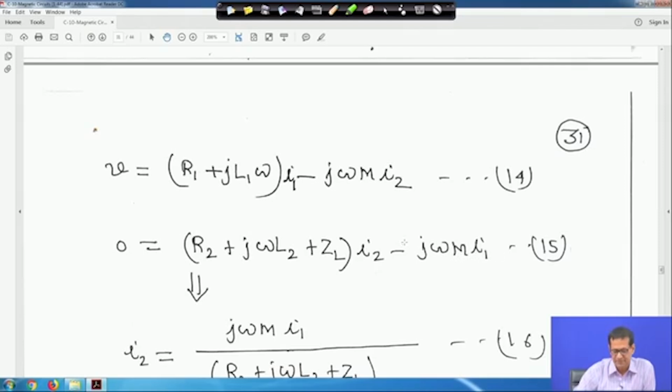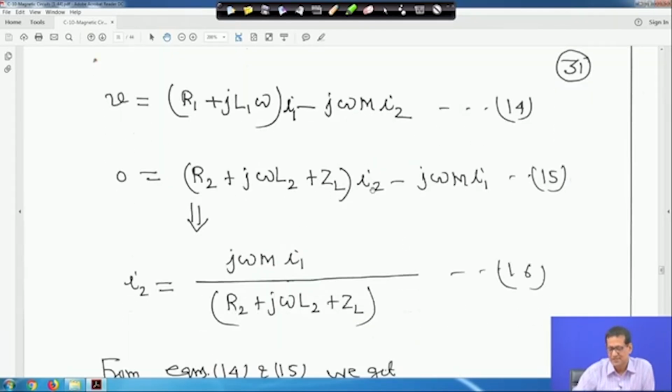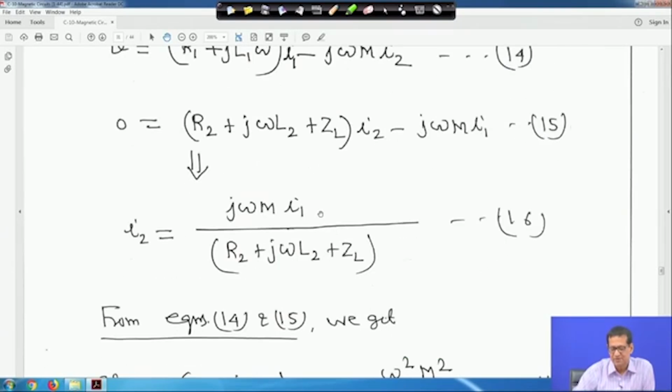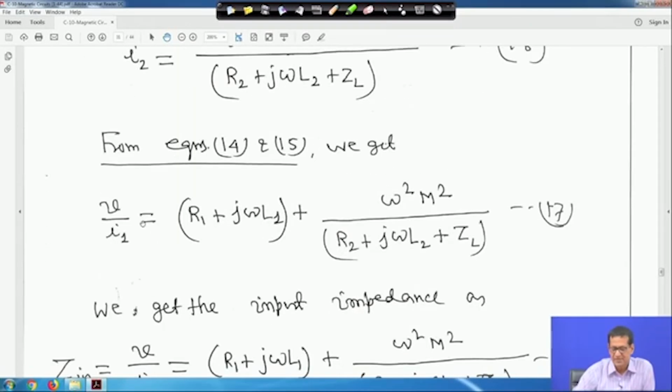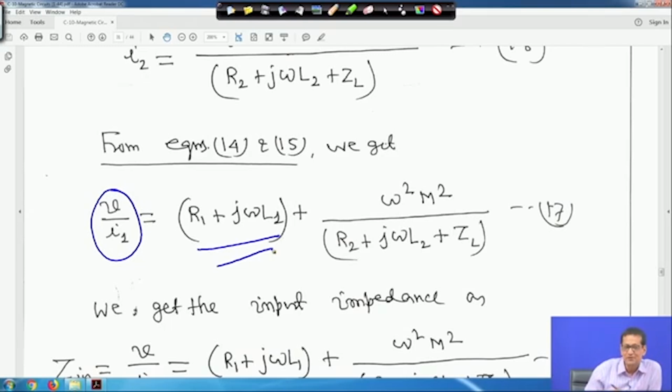This is equation 15. Now if you solve, from equation 15 you get I2 equal to j omega M I1 upon R2 plus j omega L2 plus ZL. This is equation 16. From equations 14 and 15 we get V upon I1. Please solve this one; I have written it directly to save time. You will get R1 plus j omega L1 plus omega square M square divided by R2 plus j omega L2 plus ZL.